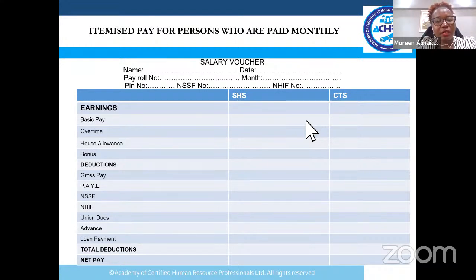Is gratuity taxable? No, I don't think gratuity is taxable. In my opinion, I haven't seen a case where they've taxed gratuity, because when you are paying gratuity, that is for a service. Wait a minute, let me just check. Let me not give you the wrong thing.